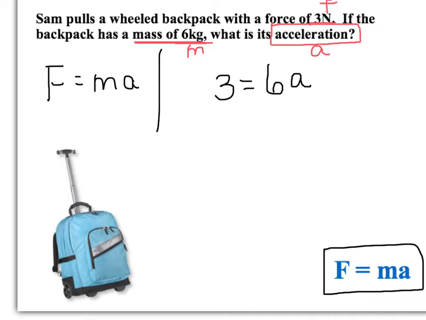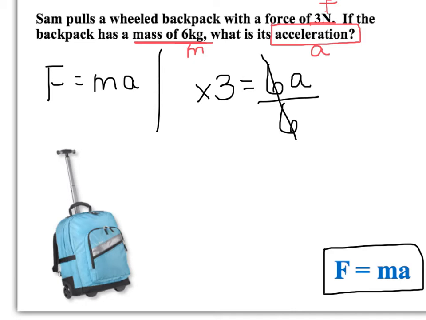So 3 equals 6A. Now to solve this problem, we have to isolate the letter A, or get it all by itself. So we have A equals, acceleration equals. So right now we're multiplying by 6. The opposite mathematical operation is to divide. So to get the 6 over here, which is where we want it to go, we're going to have to divide by 6. So divide this side by 6, which will allow me to cancel that out, leaving A all by itself. But remember, what you do to one side, you have to do to the other side.